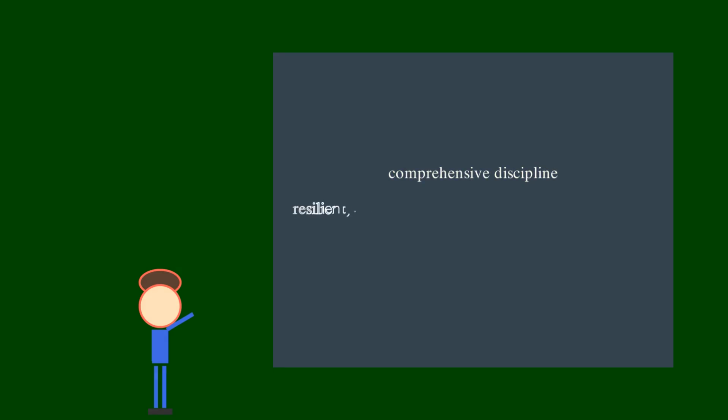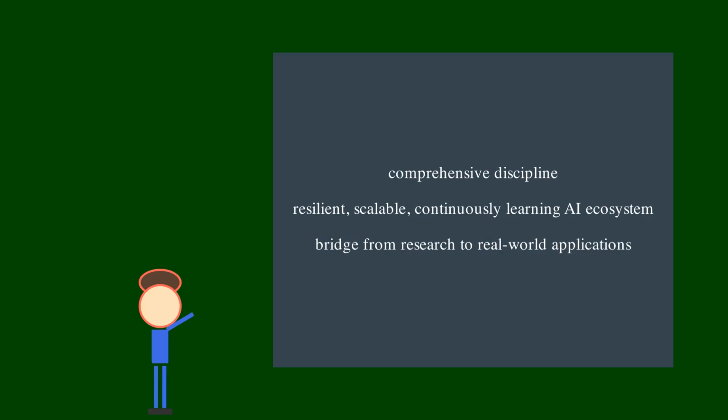So, as you can see, system design for machine learning is a comprehensive discipline. It is about moving beyond the single model to building a resilient, scalable, and continuously learning AI ecosystem. It is the bridge that transforms exciting ML research into impactful, real-world applications. Mastering ML system design is paramount for anyone serious about building production-grade AI.